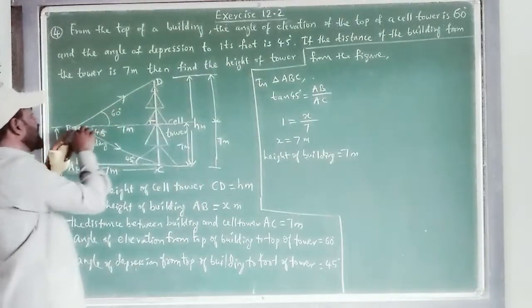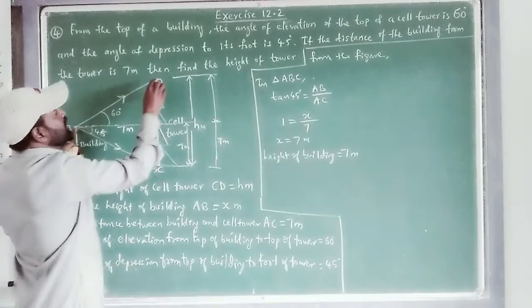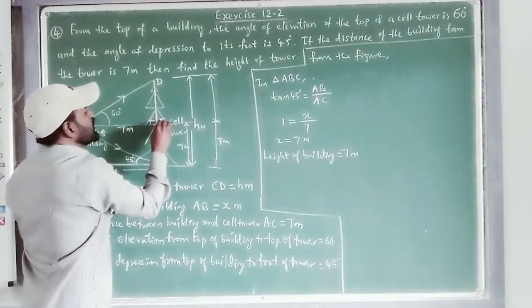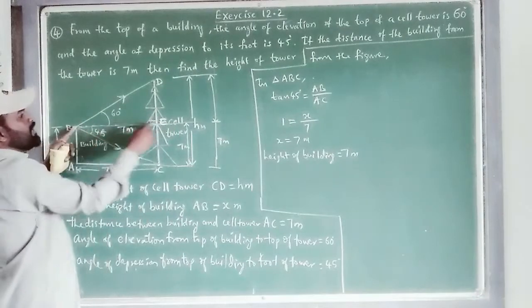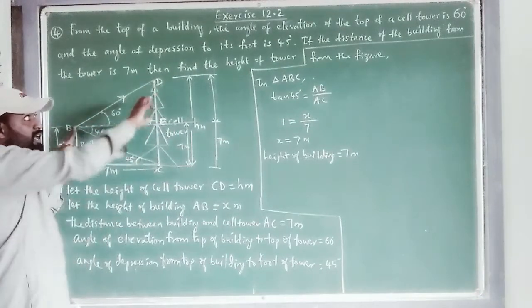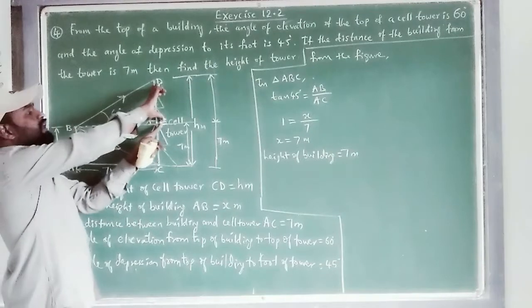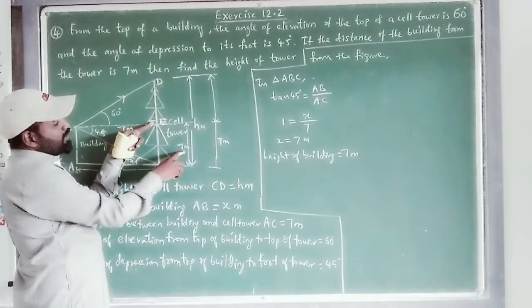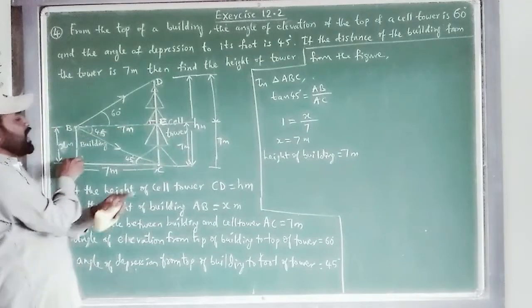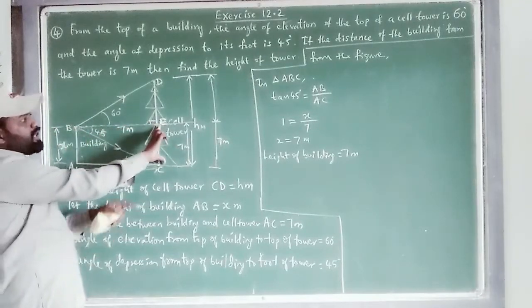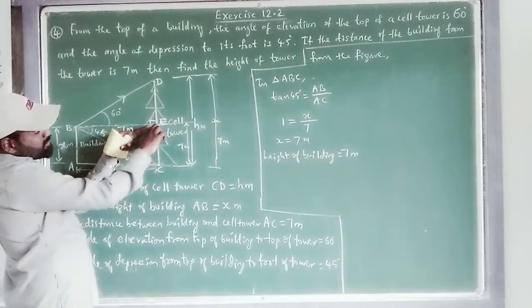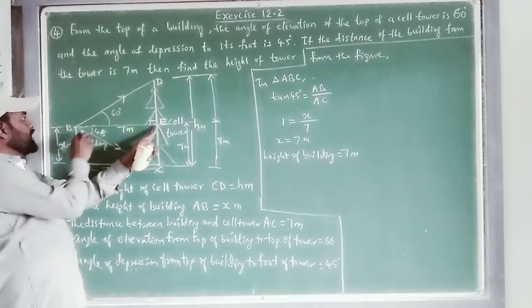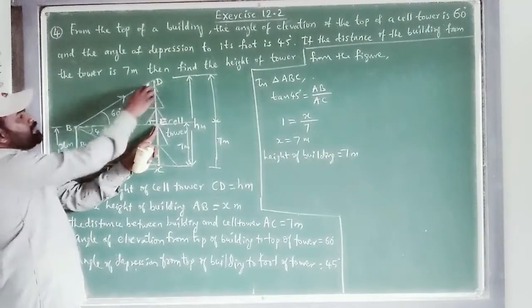This one, how can I find? By utilizing the triangle BD, and if I name it one more thing as E, suppose this. Now by using the triangle BED, I can find the remaining part of the cell tower. Some part of the cell tower height I have got already, that is 7 meters, which is equivalent to the height of the building. The remaining portion of the cell phone tower height I can find by utilizing the triangle BED.